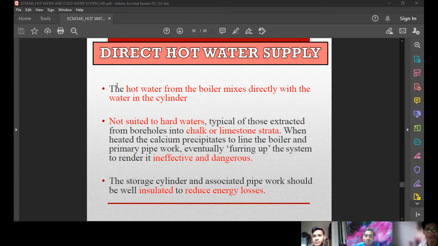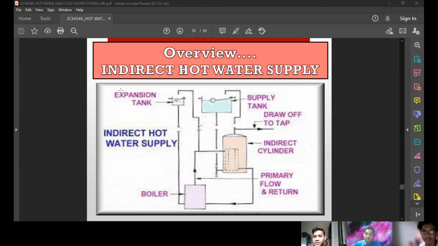The hot water from the boiler mixes directly with the water in the cylinder, so it is not suited to hard water, typical of that extracted from boreholes into chalk or limestone strata. When heated, the calcium precipitates to line the boiler and primary pipework, eventually furring up the system to render it ineffective and dangerous. The storage cylinder and associated pipework should be well insulated to reduce energy losses.